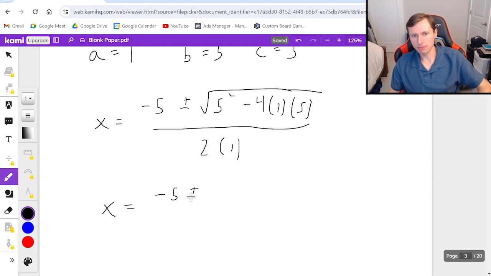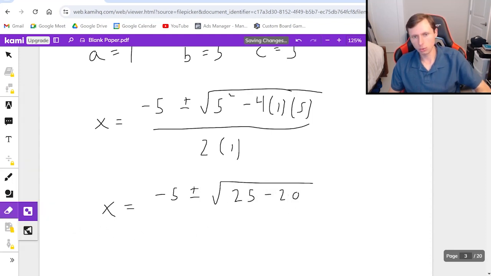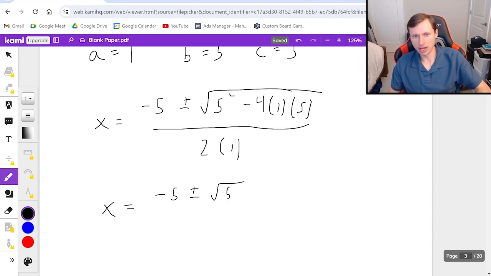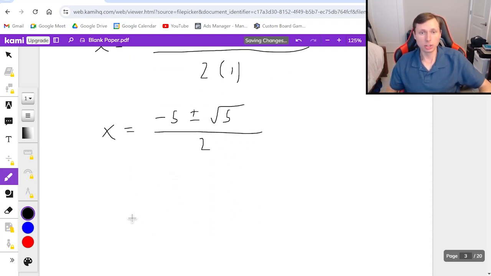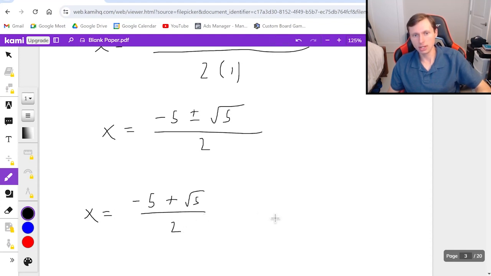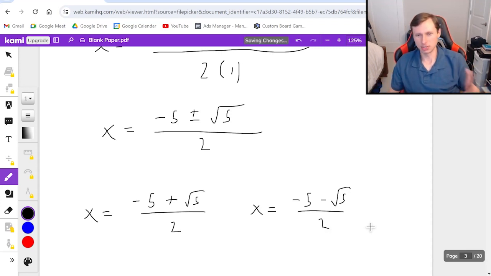It's going to be negative 5 plus or minus the square root of 5 squared minus 4 times 5. You can plug that in a calculator. It will be 25 minus 20, which really just becomes root 5, divided by 2. Now, in case you forget what to do here, you need to break this up into 2 solutions. It's going to be x equals negative 5 plus root 5 over 2, and x equals negative 5 minus root 5 over 2. And I know this is ugly, but there's nothing we can do about it. This is basically the final answer.